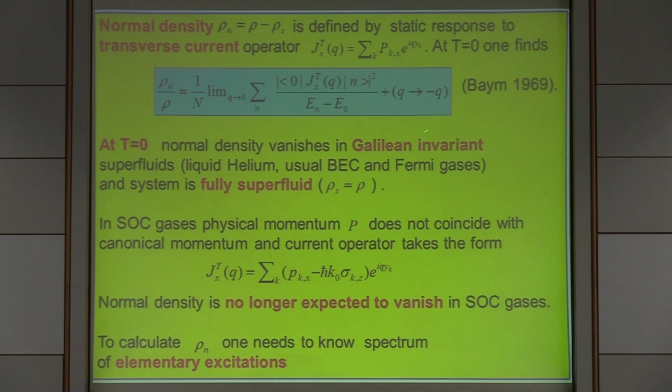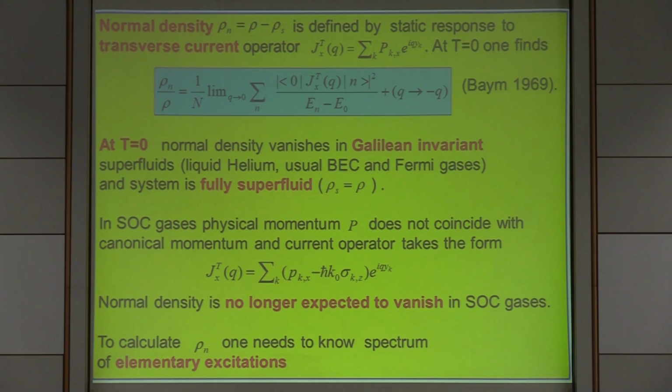We have this expression for the normal density, according to the prescription developed by Gordon Baym already many years ago. In the Galilean invariant superfluids, like helium and usual BEC and Fermi gases, the normal density vanishes at zero temperature, and the system is fully superfluid. In spin-orbit coupled gases, the physical momentum, P, which enters the definition of the current, does not coincide with the canonical momentum and can give rise to excitations, and so giving a finite contribution to the normal density.